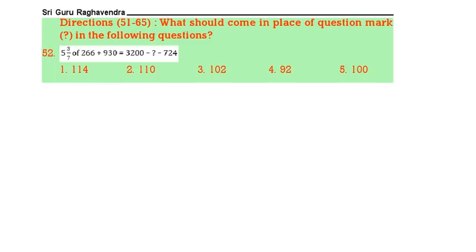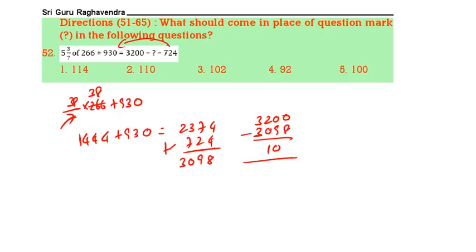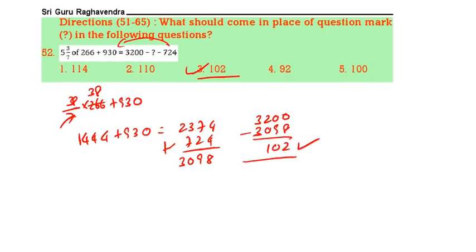Next, 53 by 7. 38 by 7 into 266 plus 930. See this one, 7 3s 21, 7 8s. 38 square, that is 1444 plus 930. That is 2374. 14 plus 9, 23. 44 plus 30, 74. 2374 plus this 724, if it comes to here, it becomes plus. So 8, 9, 3098. So 3200 minus 3098, that is 102. 3 is the correct answer.